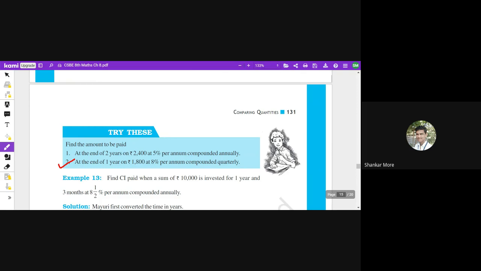P is 1800, R is 2, and N is 4. So can you calculate this? Let's calculate it.